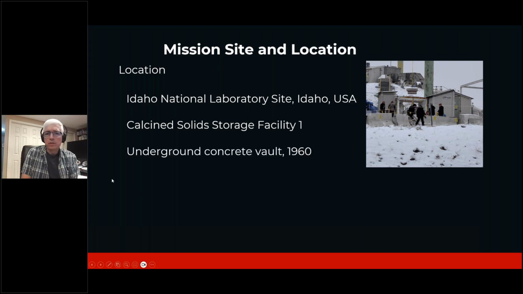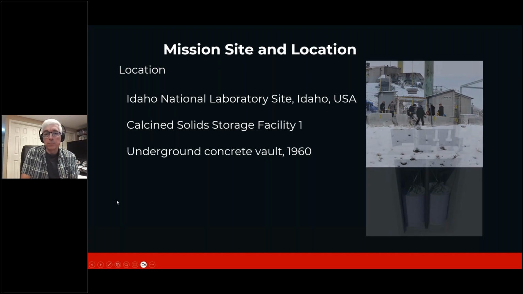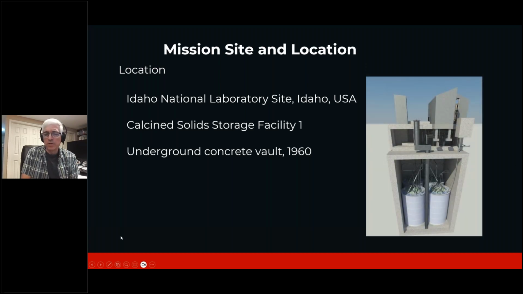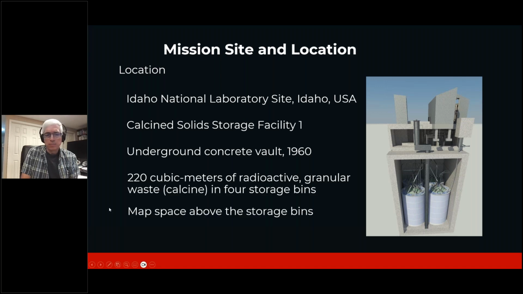Once again, to give you a little bit of perspective, the bins themselves are actually stored in an underground concrete vault that was built way back in the 1960s. So there's an image showing below ground how those bins are stored in the vault. There are 4 bins and approximately 220 cubic meters of granular waste, radioactive granular waste. And our goal was to map the obstacles above the bin within the concrete vault, because that's where we need to remotely place the retrieval equipment to extricate the powder and remove it from the bin.